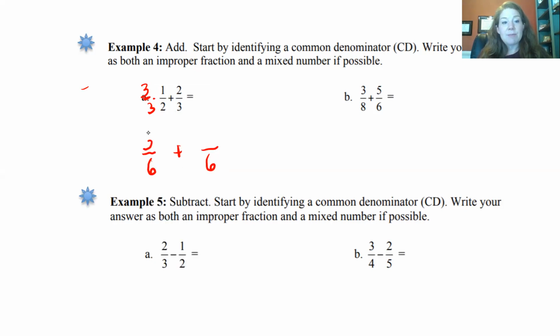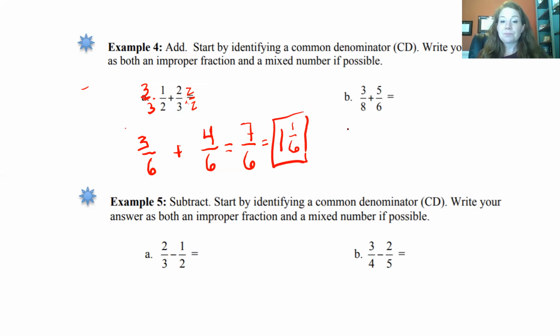All right, so 3 times 1 is 3. There. All right, so how do we get from 3 to 6? We multiply by 2. So whatever you do to the bottom, you do to the top. So on the top, we're going to multiply 2 times 2, and we get 4. Now, since our denominators are the same, we're going to keep that as part of our answer. 4 plus 3 is 7. And then to turn that into a mixed number, we divide 7 by 6. 6 goes into 7 one whole time with a remainder of 1 over 6. And that's our final answer.